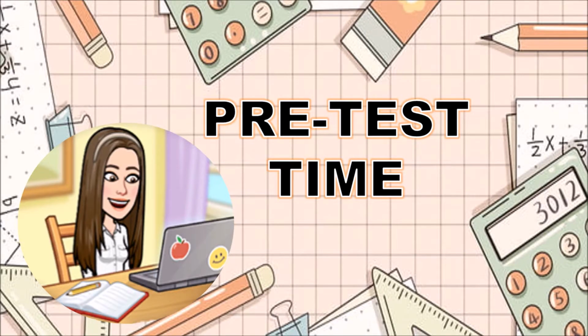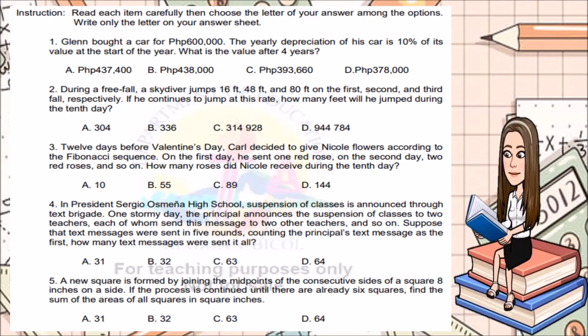Before we formally start our discussion, you may answer your pretest. Numbers 1, 2, 3, 4, and 5.